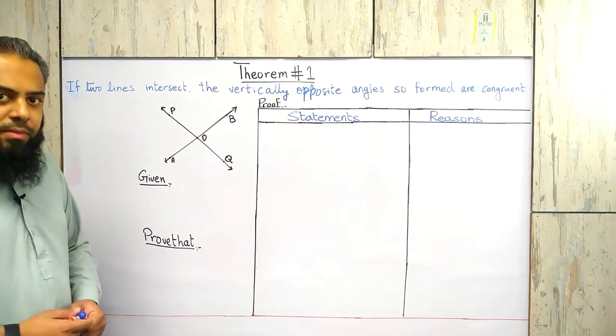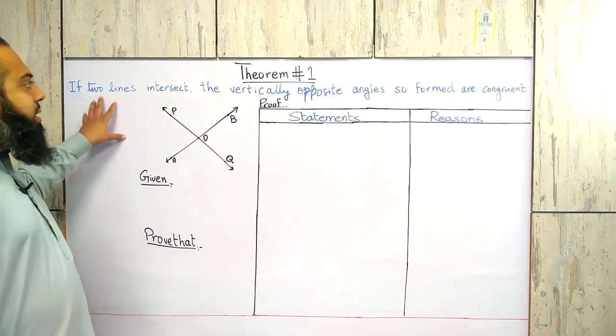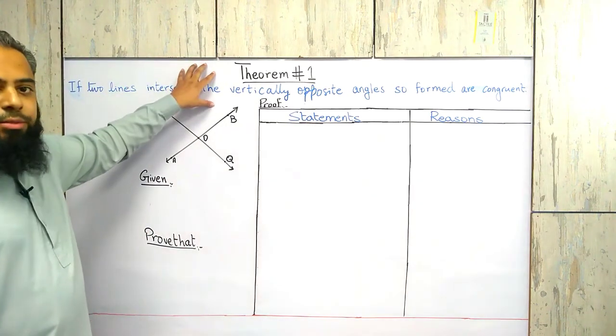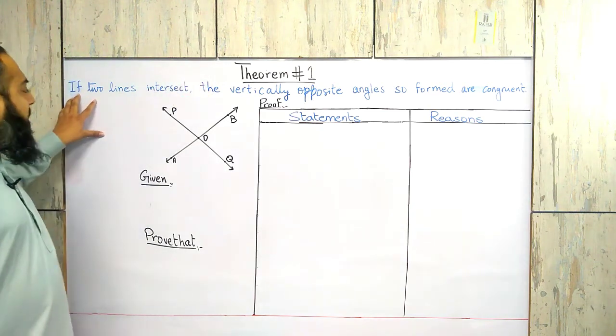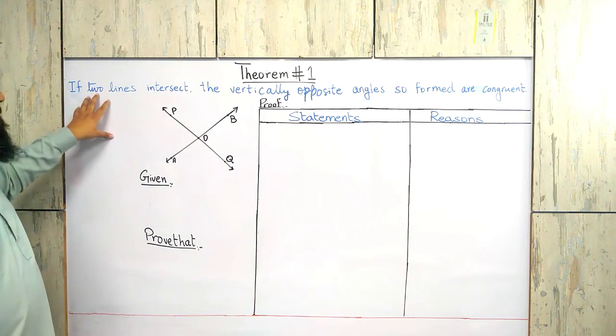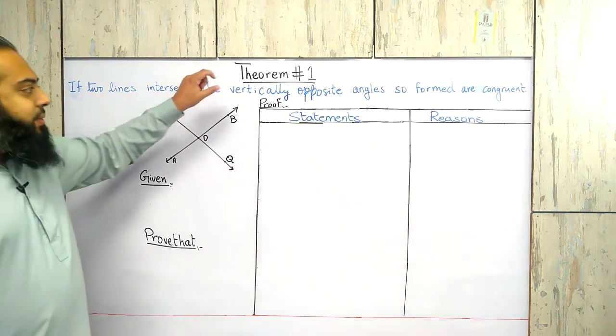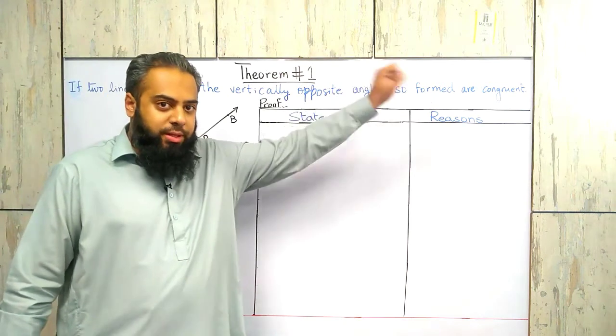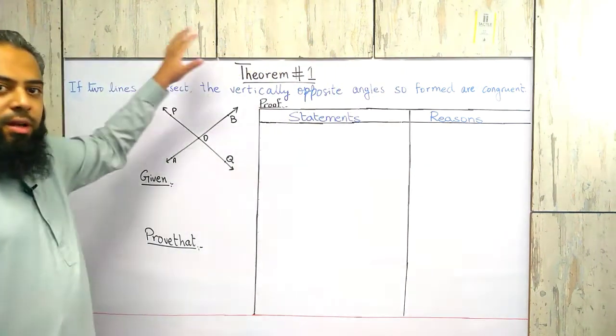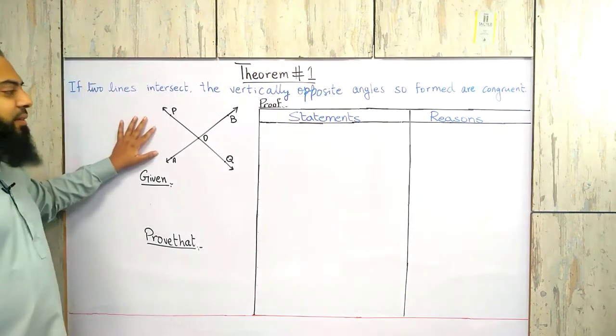Okay students, today our topic is Theorem 1 from chapter number 12, as you know it. First of all, our objective over here is: if two lines intersect, the vertically opposite angles so formed are congruent. Now first of all, we will see our figure over here.